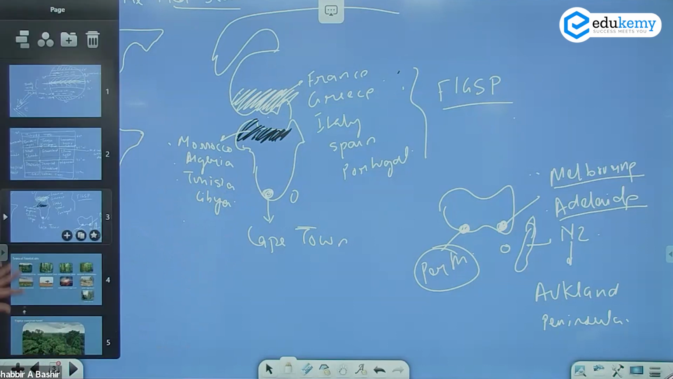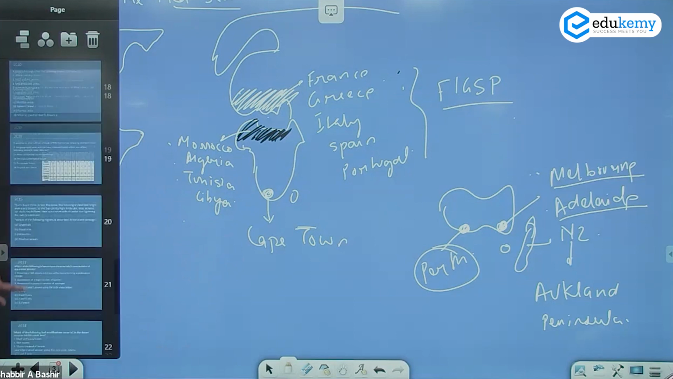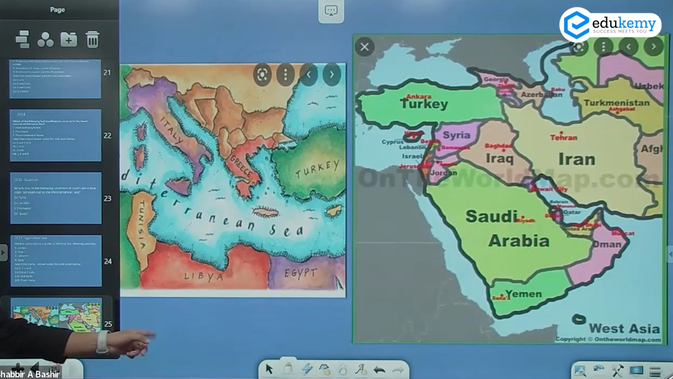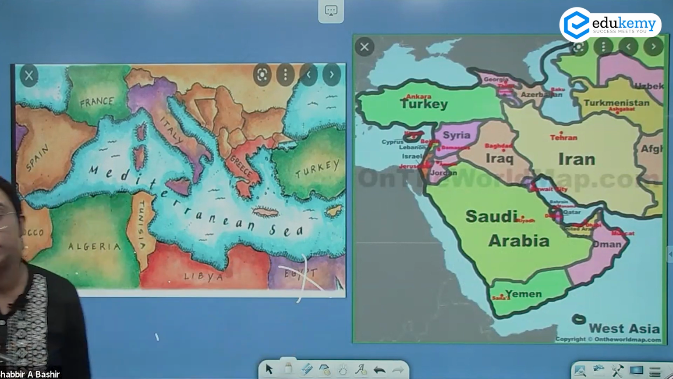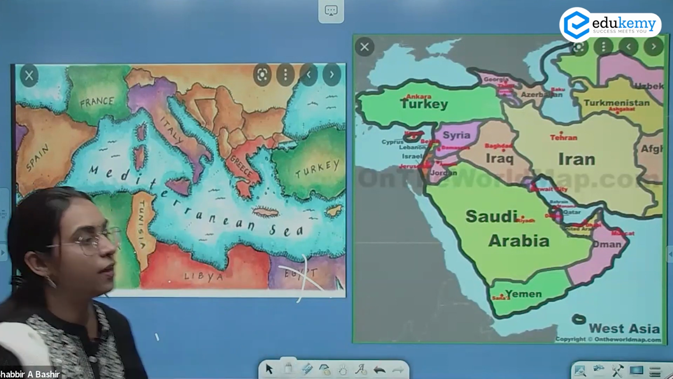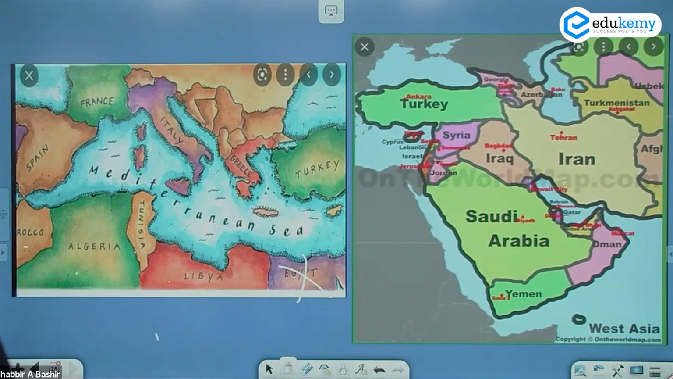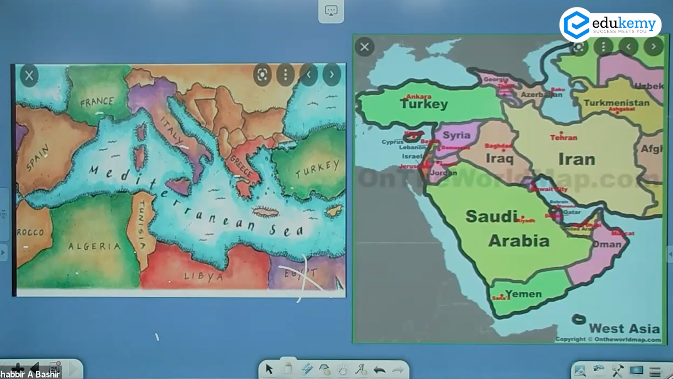A quick look, if you want to look at the regions around the Mediterranean Sea. Here, this is the Mediterranean Sea. You have Morocco, Algeria, Tunisia, Libya. I have not referred to Egypt in the Mediterranean climate. Why? Because Egypt is on the eastern side, and this is of the western side. Then you have Spain, France, Italy, Greece, regions of the Mediterranean Sea. Why am I showing this image to you?